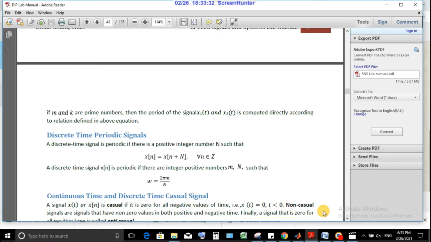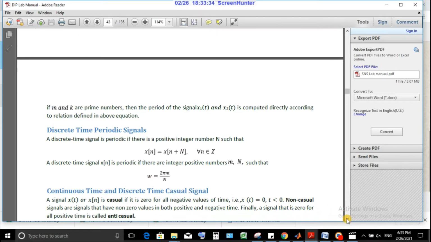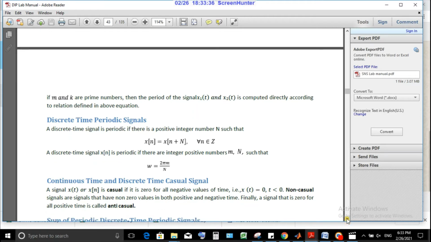Continuous time and discrete time causal signal. A signal x(t) or x(n) is causal if it is 0 for all negative values of time, x(t) = 0 for t less than 0. Non-causal signals are signals that have non-zero values in both positive and negative time. Finally, a signal that is 0 for all positive time is called anti-causal.